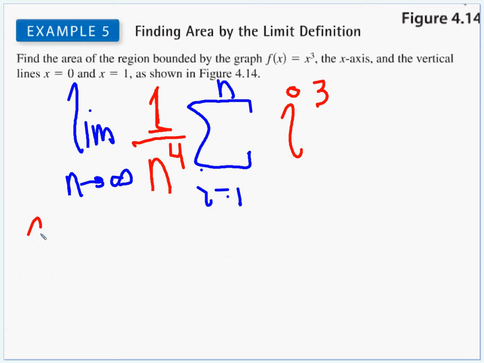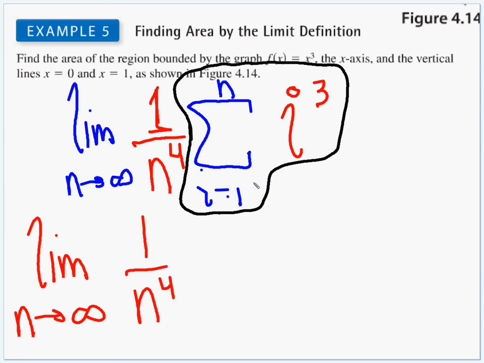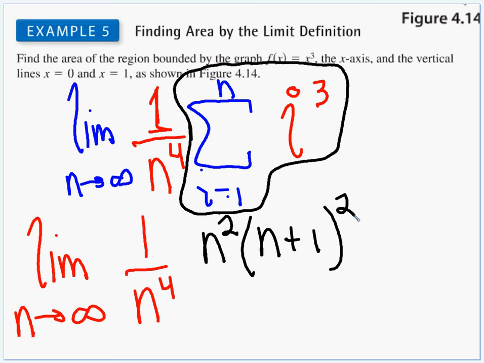Okay. So let me copy this stuff. This is coming along for the ride. The limit as n goes to infinity, 1 over n to the fourth. Now I'm going to switch to black ink. I'm going to block off the summation and the i cubed. That's going to be replaced with our summation formula. And that is, remember, it's sort of like the summation of i. It's n times n plus 1 over 2, but we're going to square these. So that's an n squared, n plus 1 squared, 2 squared is 4. There we go.